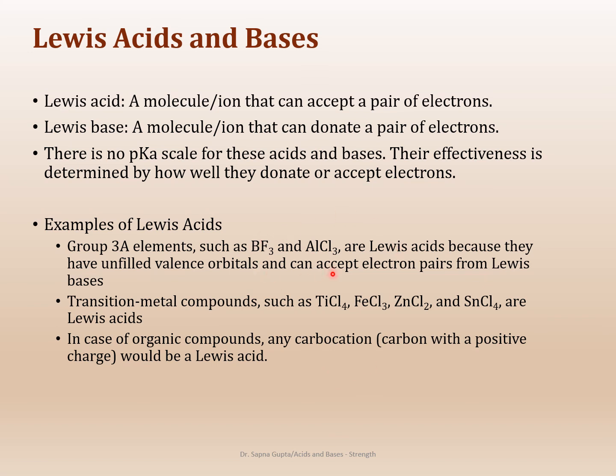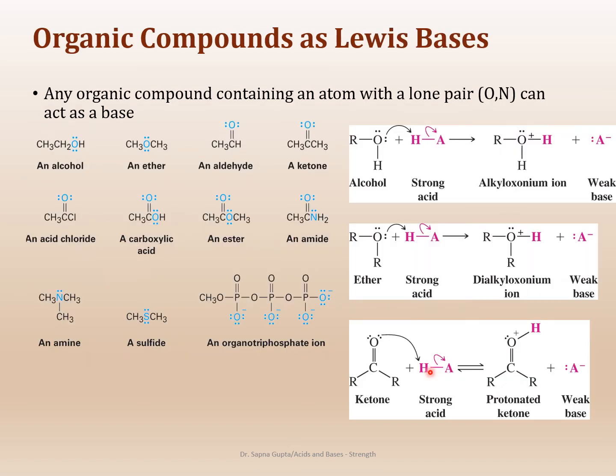Okay, which means group 3 metal cations and then carbocations, those will be your Lewis acids. Lewis bases are many, and especially in the case of organic compounds, there are many Lewis bases. A Lewis base is anything that will give a lone pair of electrons. So literally wherever you have an oxygen or a nitrogen, that's where you have a Lewis base.